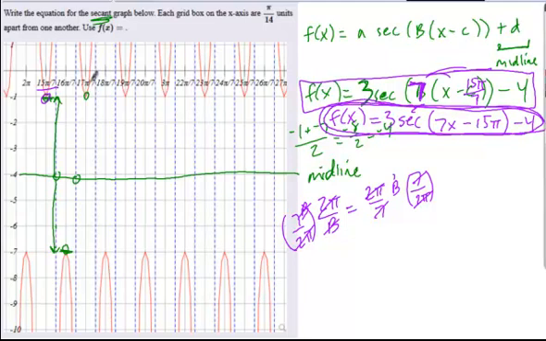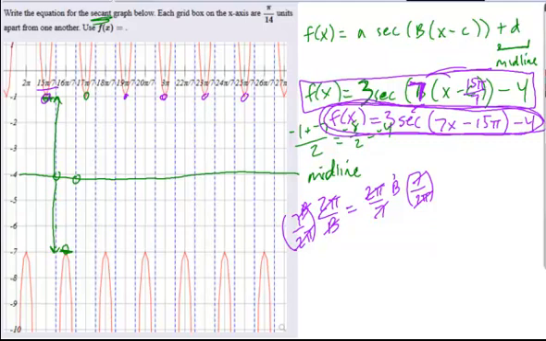And now I could have used different shifts, right? I could have shifted all the way over here, so I could have used 17 pi over 7 as my shift. I could have used 19 pi over 7, so any of these points right here I could have used as my phase shift, and everything else would be the same.